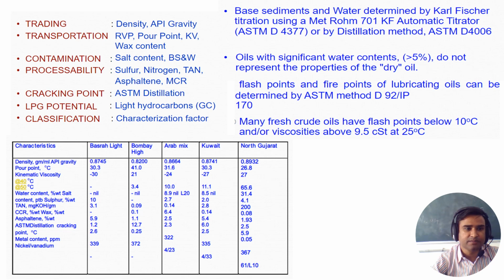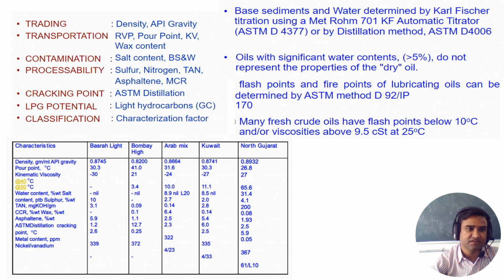And contamination, based on the salt content, and then BS&W, base sediment and water present in the crude oil. For the processability: sulfur content, nitrogen content, total acid number, asphalt, and the crude residue. Then you have the cracking point. Based on the cracking point, we have ASTM distillation, LPG potential, the light hydrocarbon and gas chromatograph.